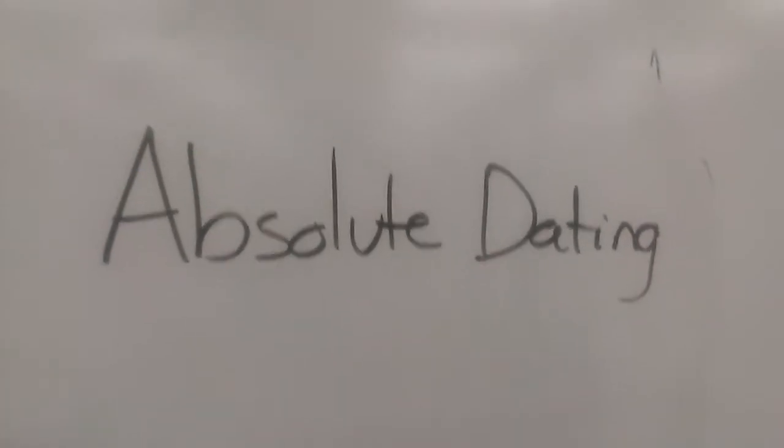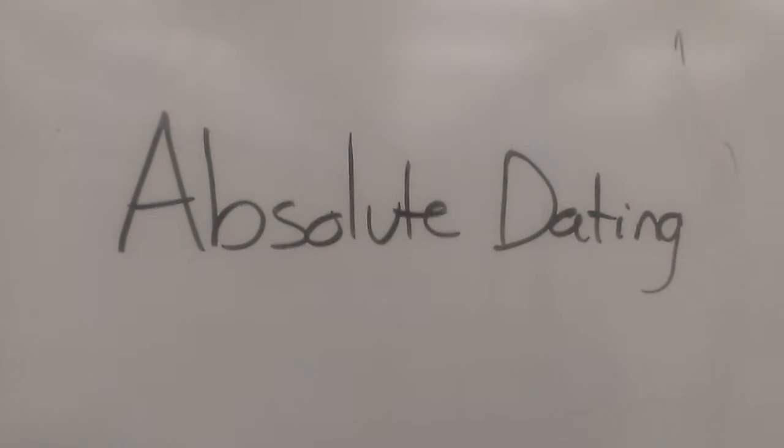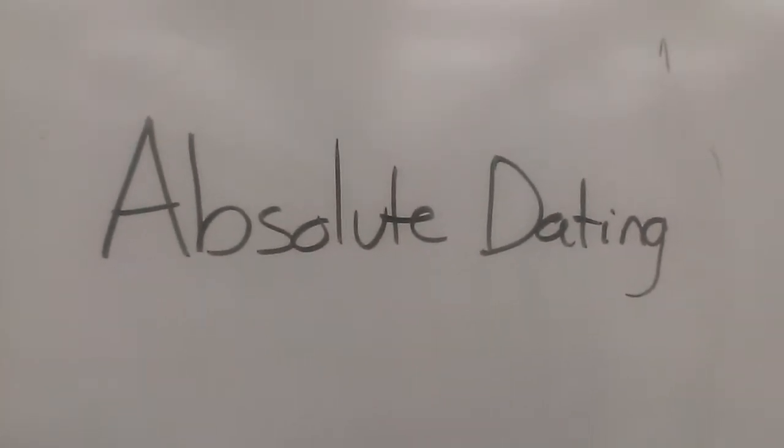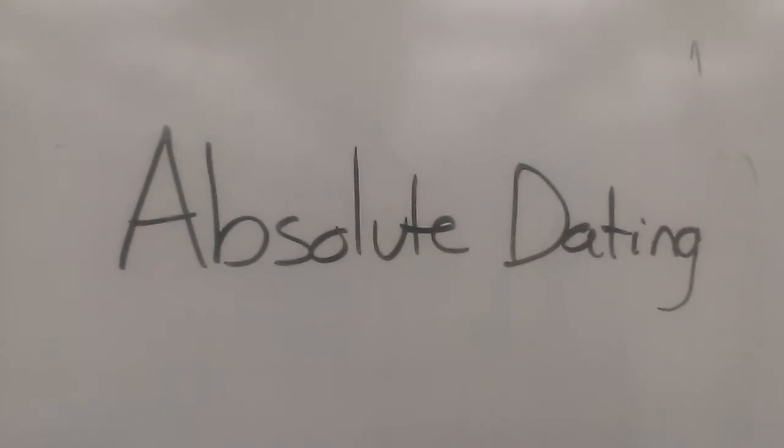Today we're going to talk about absolute dating, and that's how we determine the actual age of a rock using the isotopes, or atoms inside of it, so that we can find out how long ago it formed. And we use some special words in order to study absolute dating, so let's take a look at those.